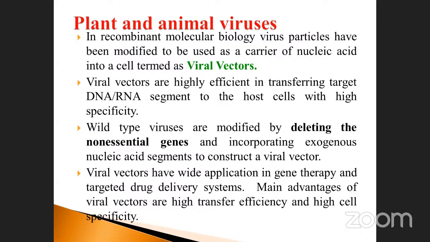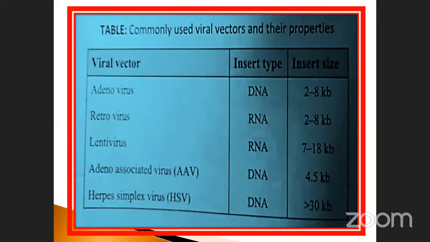What is the meaning of gene therapy? The desired gene can be induced inside the virus, and it multiplies in our body. See the commonly used viral vectors and their properties. This is present in your book. The viral vectors are adenovirus, retrovirus, lentivirus, adeno-associated virus, and herpes simplex virus, simply called HSV.